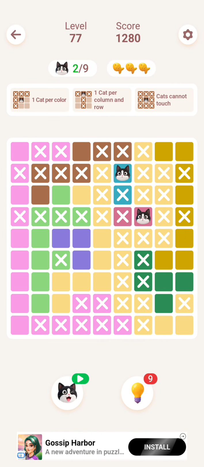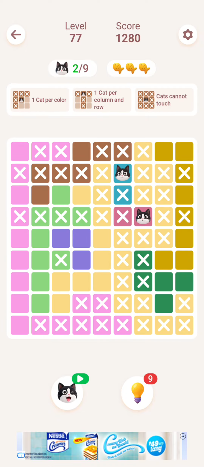Then we could see that in the last two columns we could find only dark green and gold. So we cross out other colors in those two columns, and with that we have a resulting uncrossed pink here. Nice. So we place our cat there. Then we cross out the column, we cross out adjacent cells.